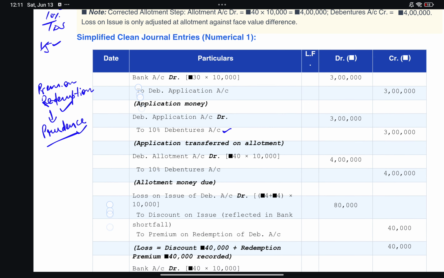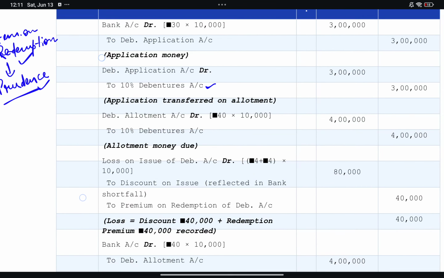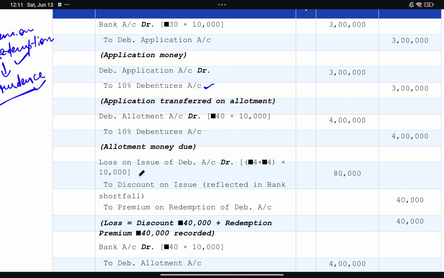So now here I am doing the allotment due. See students, I have told you again and again that only application is an installment which is first received, then due. Except application money, every installment is first due, then you will receive that installment. Got it? So first of all we have to make the allotment due. So how? Debenture allotment account debit to 10% debentures. Got it?